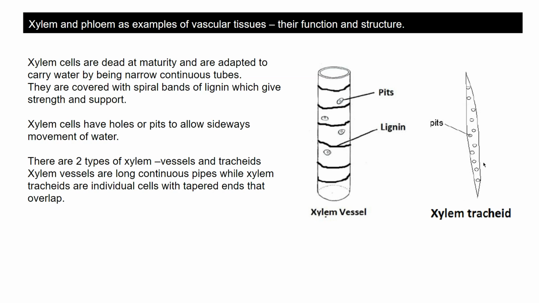Other types of xylem cells are called xylem tracheids. They have lignin as well, they have pits as well, but they have tapered ends. So these tend to overlap each other rather than stack one on top of the other. So here are two types of xylem cells, xylem vessels and xylem tracheids.